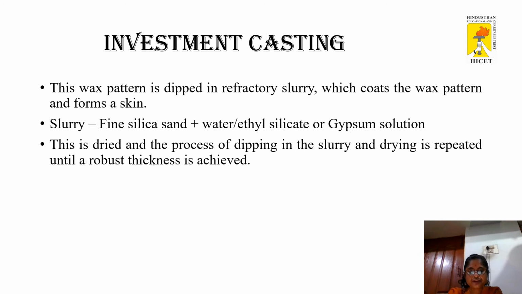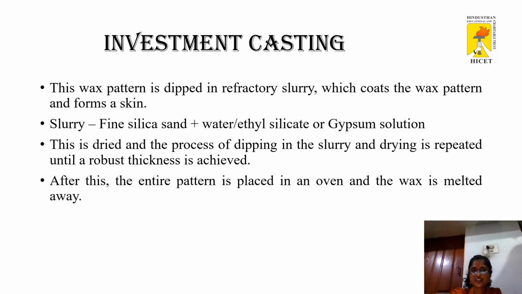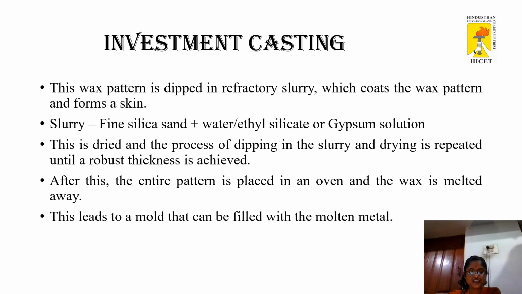Next, once it gets dried, the process of dipping in the slurry and drying is repeated until a robust thickness is achieved. So until you get the thickness you are expecting, you have to repeat the same process again and again. After this, the entire pattern will be placed in an oven, and you know what will happen. We have used a wax pattern, so the wax gets melted away. This leads to the mold that can be filled with the molten metal.